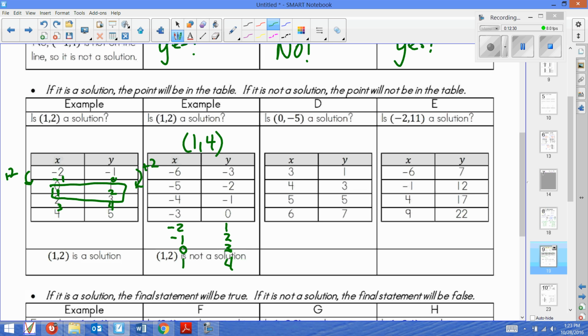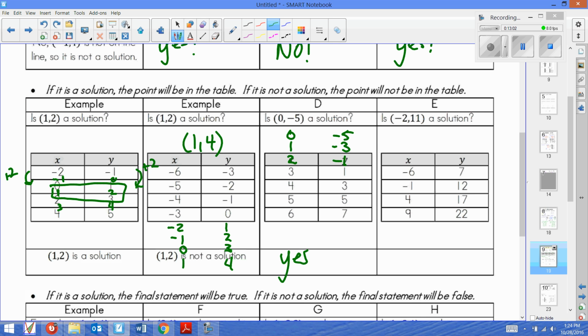Okay, let's look at D here. Where is that point (0, -5) in this table? Well, it looks like we have to continue this backward, so 2, 1, 0. That was really easy to see that pattern. And what's going on here? If I count backwards, it looks like I'm losing 2 every single time. So this would be the points (2, -1), (1, -3), (0, -5). So the answer is yes.